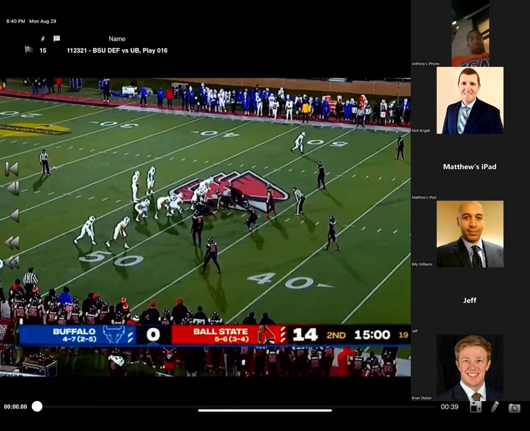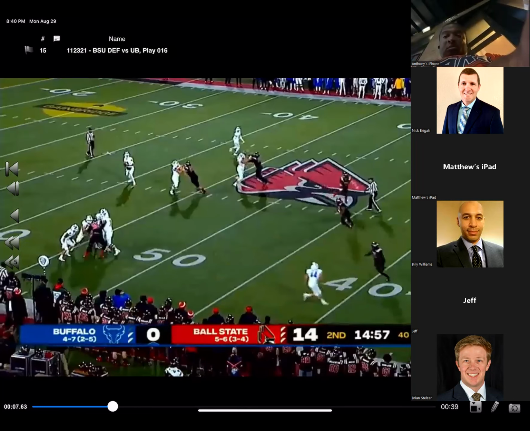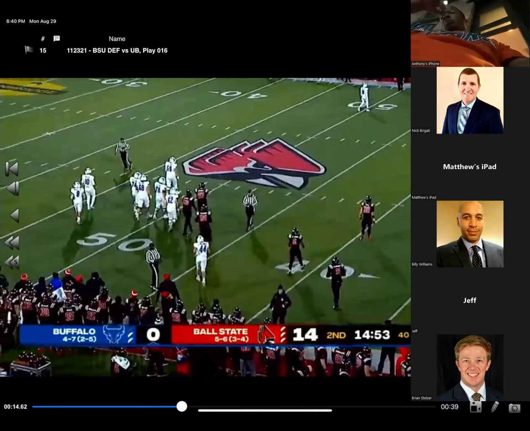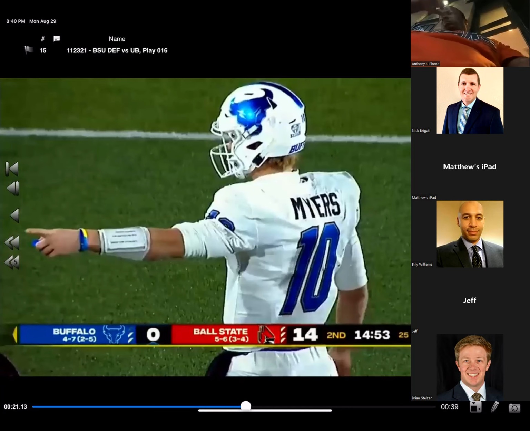Next one's intentional grounding. So if there's a player in the area, they can get another chance to reach the ball for intentional grounding. So what happened, Myers looking down the field, looks like nobody in the area and has to throw it away. So that flag comes in, they talk. I believe they pick it up. Good communication at the line of scrimmage. Non-reviewable play for intentional grounding.